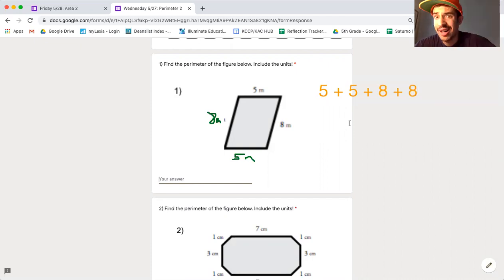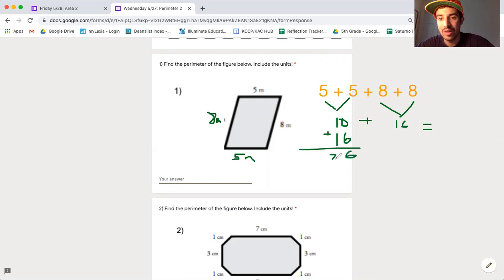For me, I don't like to do all that math at once. I like to make it easy and do 2 numbers at a time. 5 plus 5 is 10. Then I'm going to rewrite this plus sign. And 8 plus 8 is 16. Now I can just add 10 plus 16 together to get my answer. I like to line up my place values, but 10 plus 16 equals 26. So the answer here is 26 meters. Make sure you include the units to help you out. 26 meters. Now, moving on to number 2.